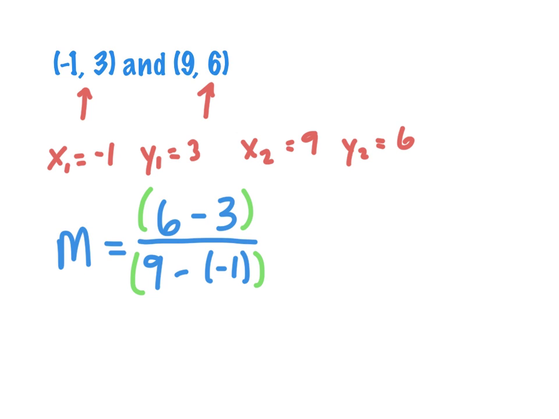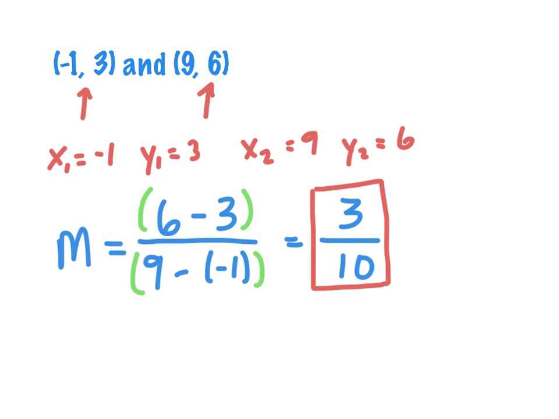And I think I can handle this. 6 minus 3, which is my rise, is going to be just 3. That's pretty good. And my run is 9 minus negative 1, which is just 10. So it turns out the slope of this line is the number 3 over 10. The rise over run is 3 over 10. So that's the slope.